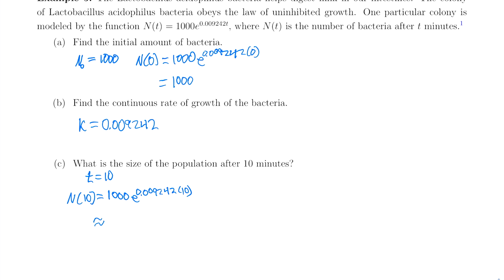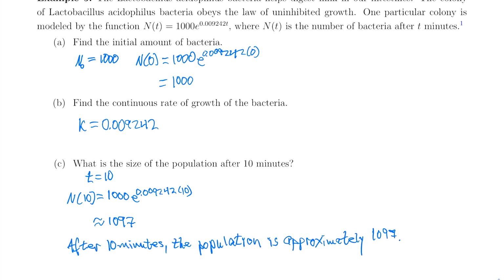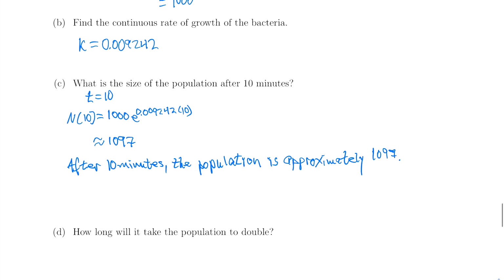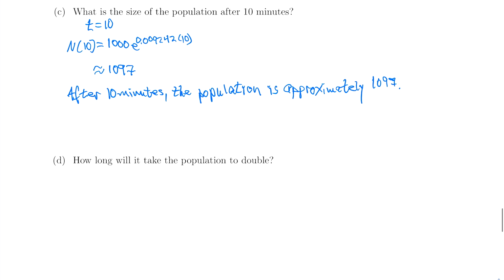When we plug that into the calculator, we will get 1096.7 bacteria, and we can say after 10 minutes the population is approximately 1097 bacteria. So they've grown by 97 in those 10 minutes. Now the next question is, how long will it take the population to double? That's a very common question.